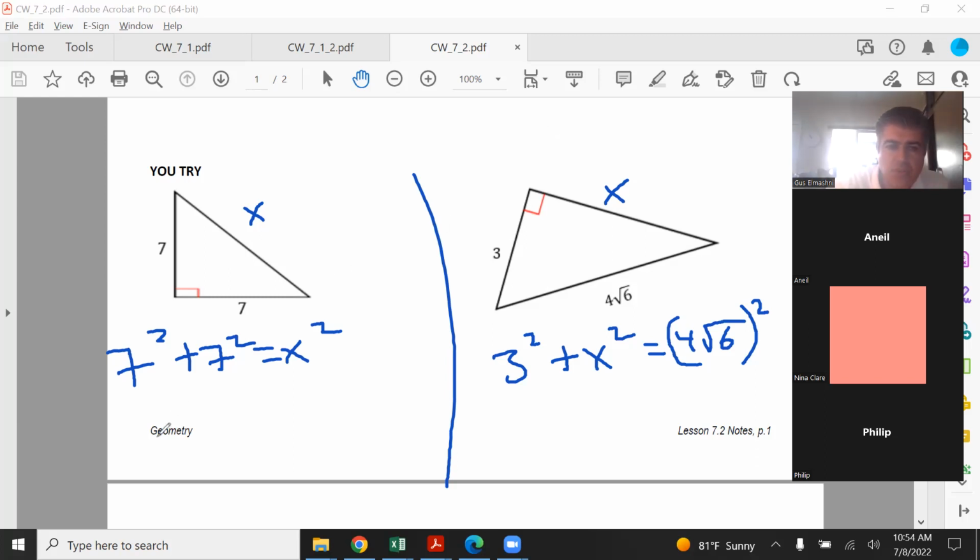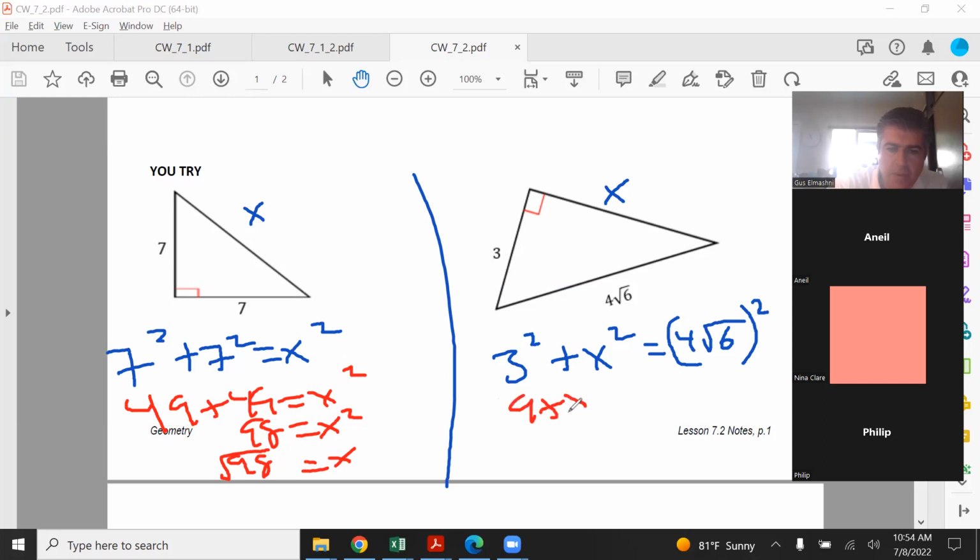Okay, so you should have 49 plus 49 equals x squared, 98 equals x squared. So x is root 98. Over here, you should have 9 plus x squared equals 16 times 6. 9 plus x squared equals 96. X squared will equal 87, if I'm not mistaken. So x is root 87.